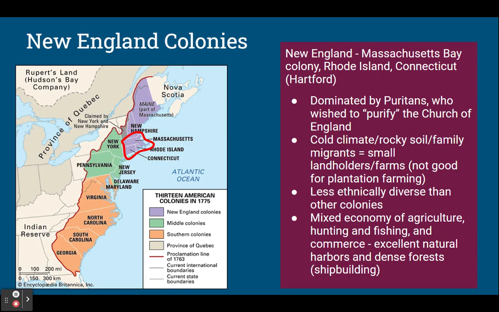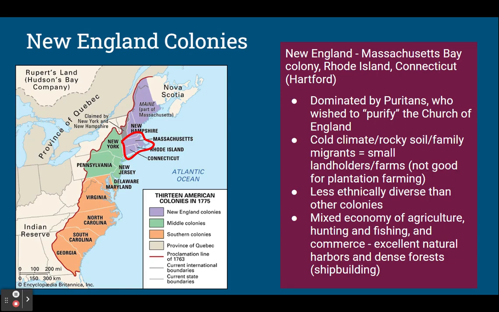It was not good for cash crops. What you ended up really seeing were a lot of families migrating, whether for some manner of religious freedom or economic prosperity. A lot of them came with their families, the Puritans, and that meant that there were a lot of small landholders, a lot of smaller farms. So we don't see the plantation economy developing in New England like it does in the southern colonies and the Chesapeake Bay colonies. Also, this area was a lot less ethnically diverse than any other British colonial region.